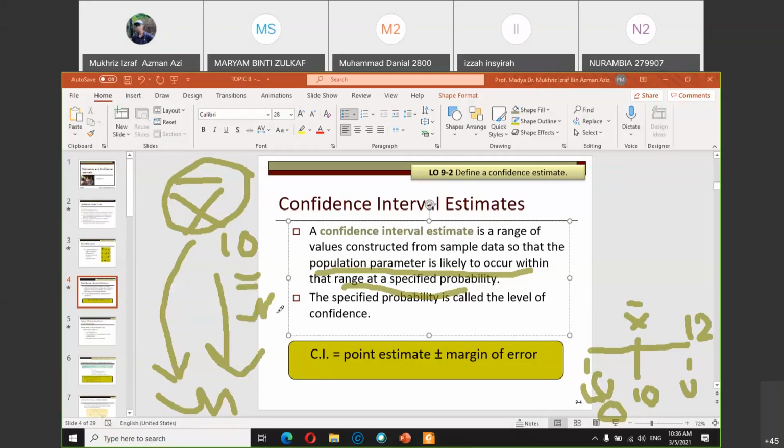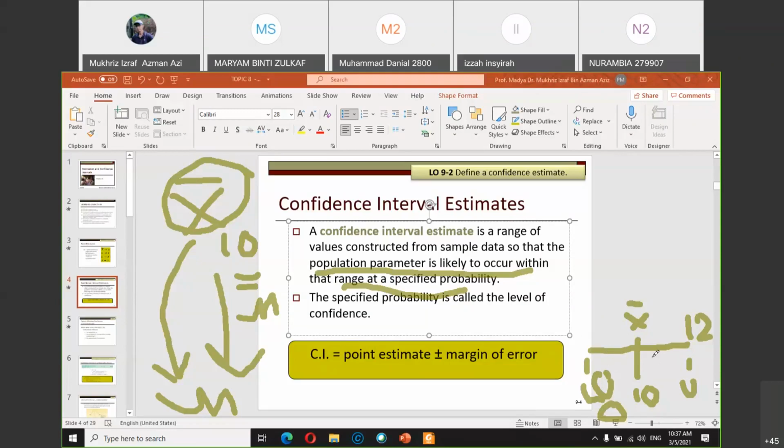This is not logical. Whenever you do research, you cannot say for sure that my x bar is exactly equal to mu. But what you can do is construct an interval from the sample value that you calculated, and give a range. So my x bar is 10, and of course you need to follow a certain formula, my lower value is 8, my upper value is 12. So I can say that somewhere between 8 to 12 is the value of the mu.